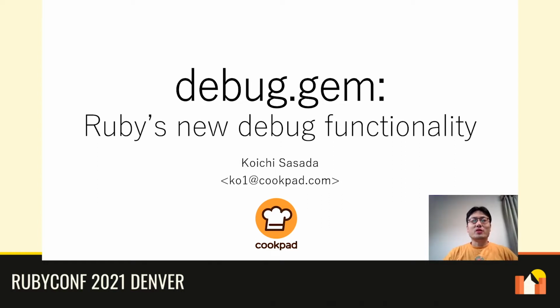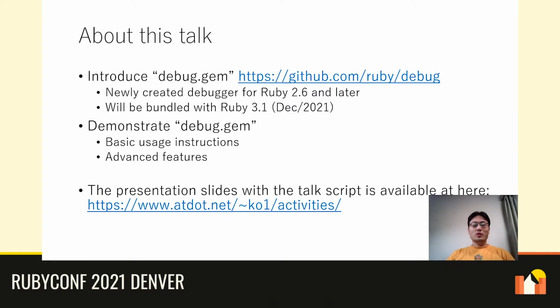This year, I made a brand new debugger named debug.gem, so I want to introduce it in this talk. Debug.gem is already released, and you can use this debugger with Ruby 2.6 or later. This debugger will ship with Ruby 3.1, which will be released in December this year. The Ruby 3.1 development branch already merged debug.gem, so you can try Ruby 3.1 and this new debugger.